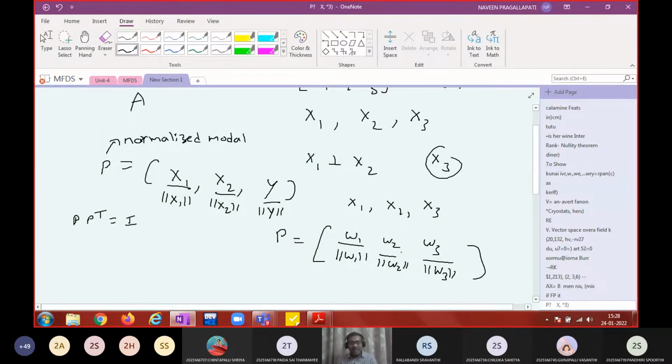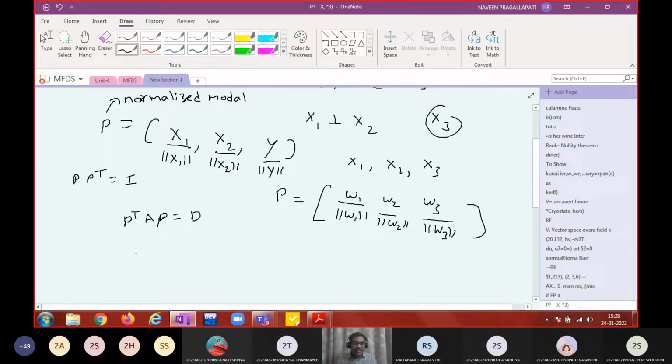Okay, this will work for us. Then if you compute P transpose A P, that is going to be a diagonal matrix. Or you can say that A equals P D P transpose. Both are one and the same. So that is how we find the orthogonal diagonalization of a matrix.